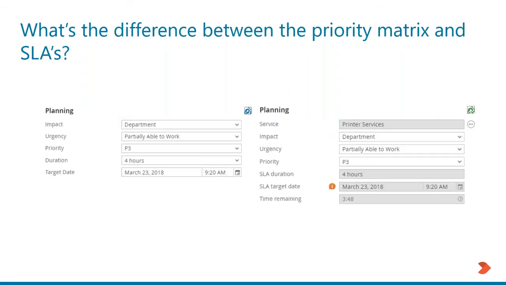And how will that look when we're processing tickets? Again, we'll see this in real life when we do our walkthrough in a moment. But here we can see the planning block and the main difference when you're using just the priority matrix on the left and where we've applied an SLA on the right. On the left, we can still change our duration. However, when we've applied an SLA, the duration is locked down. We can still specify the impact and our urgency, but the SLA is concrete.